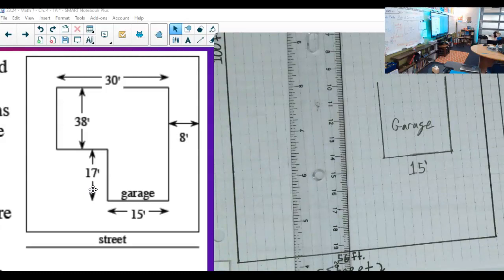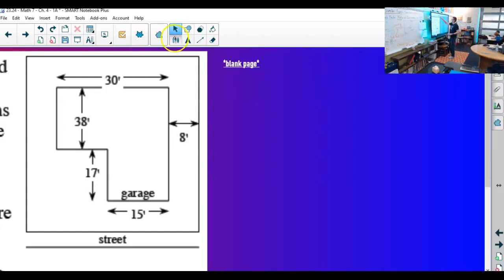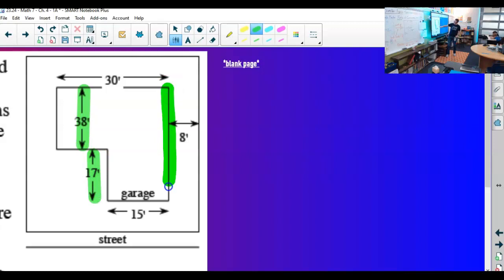I don't think that was the correct answer. If this is 38, and if this is 17, this is 38 and 17, which is what? 55. So guys, this side is 55 feet long.